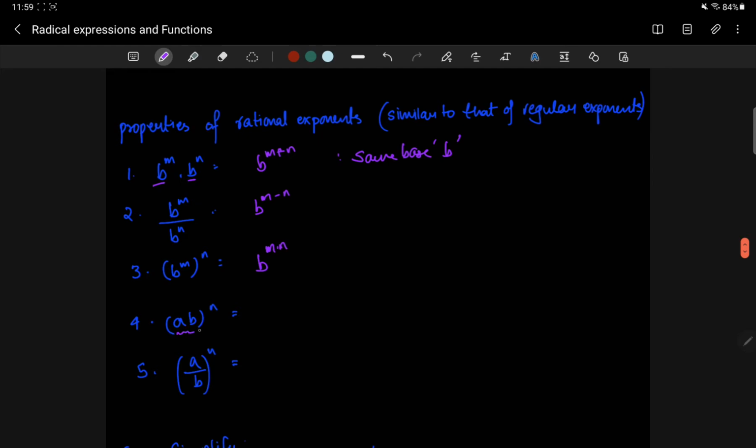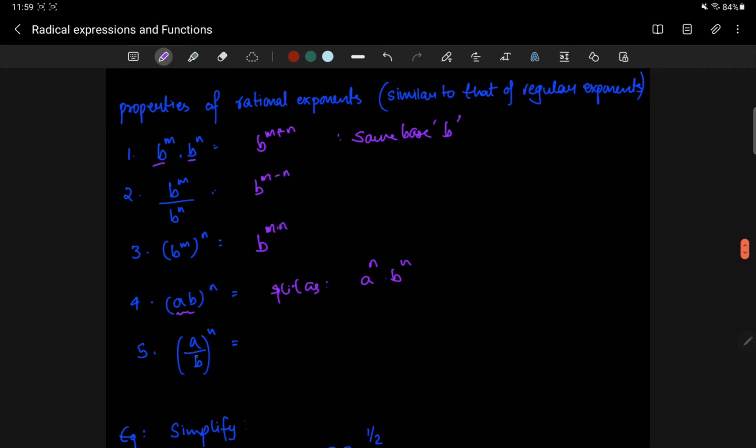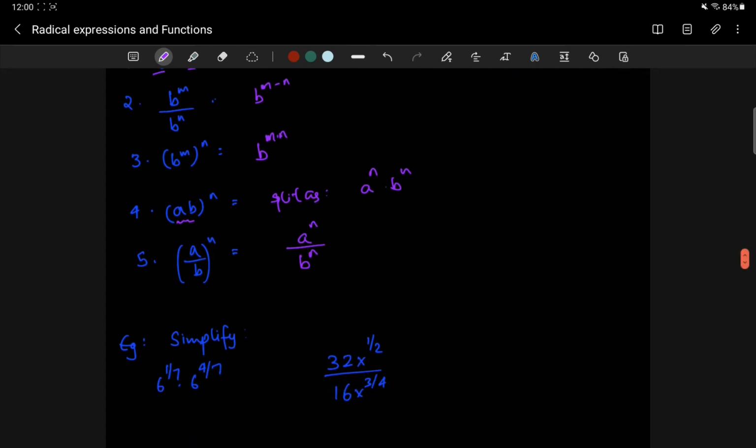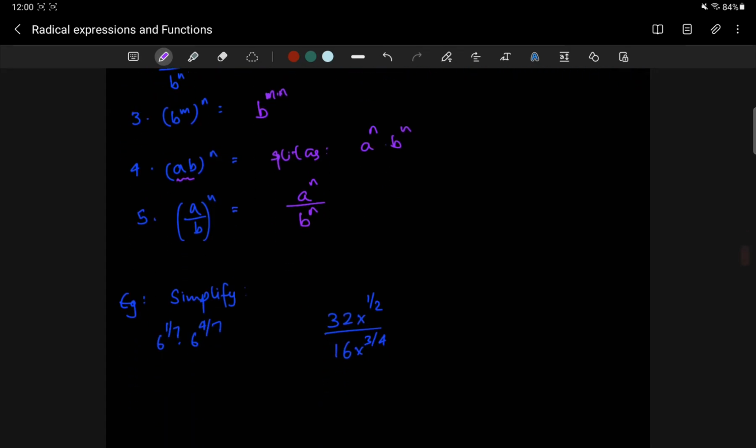If you have two numbers inside to the same exponent, you can split it to write a to the n times b to the n. And similarly, if you have a fraction raised to power n, it can be split as a to the n over b to the n. And using these properties, we can simplify some terms or expressions so that they don't look as messy as they would without simplification. Let's look at some examples.